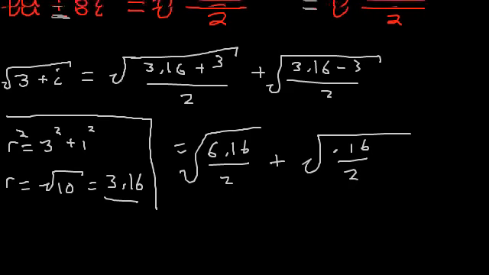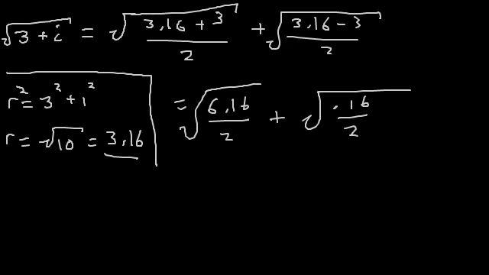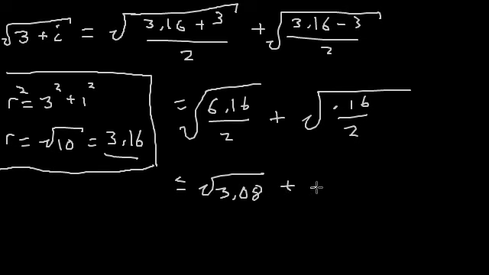Hope you're following along. So then that equals, I get it mixed up. So then that equals 6.16 divided by 2, which is the square root of 3.08. You can just use a calculator. I'm sure it's not a problem. And 0.16 divided by 2 is just 0.08. Okay.